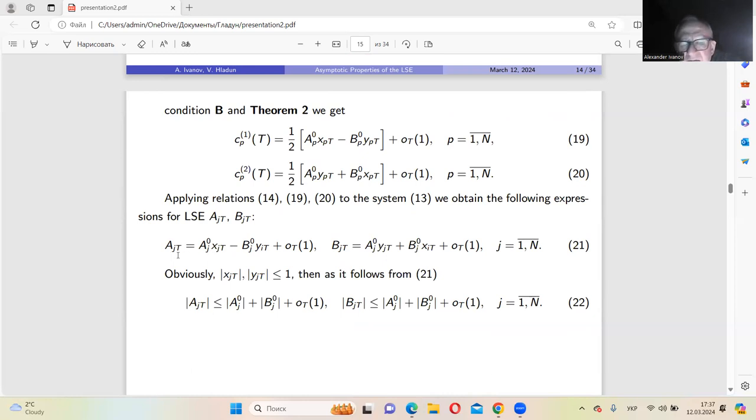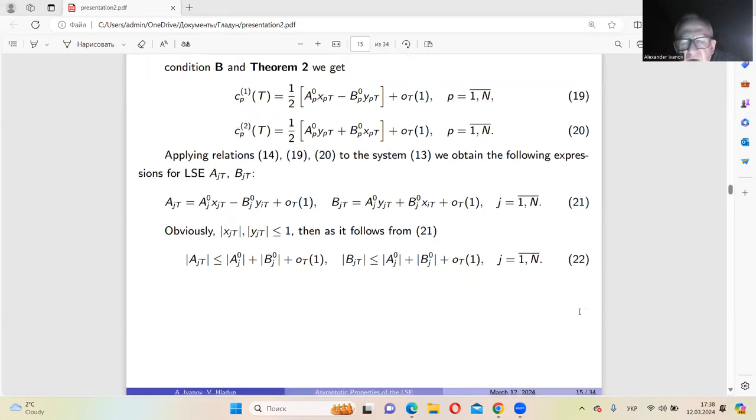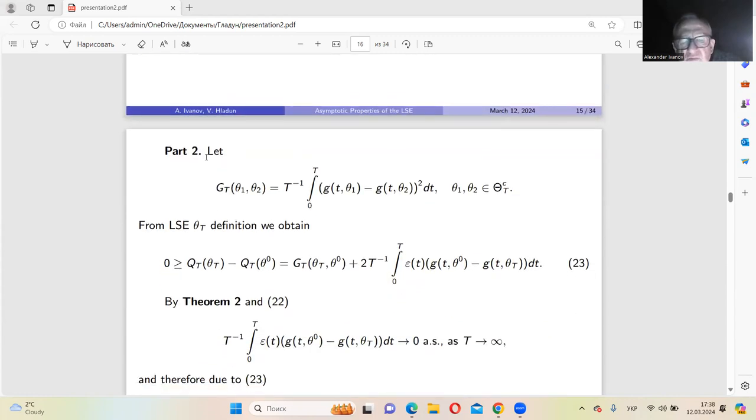They depend on the true values of parameters, but it doesn't matter, because now we try to prove the consistency, and the dependence on the true values of parameters does not interfere with moving further. These values X_it and Y_it are less than one by absolute values, and therefore we obtain the useful inequalities 22. And what next? Part two of the proof of this theorem.